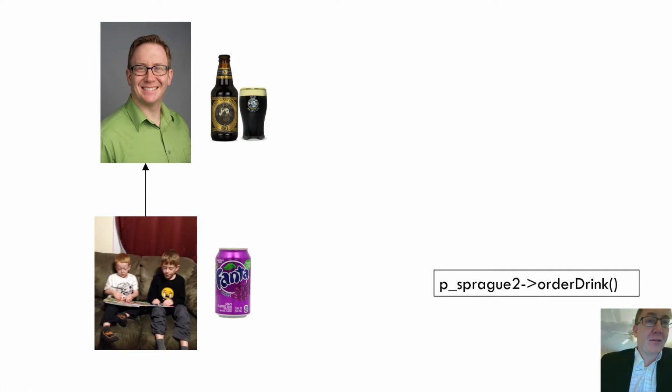When the parent class of the Sprag class says order drink, early binding, I don't care if it's a child class or a parent class. If I do early binding and I say order a drink, I get a beer. In case you're wondering, that is Old Rasputin beer. That is 9% alcohol. It is very, very heavy. I'm not a big fan of it, actually, but I needed something strong. Okay, so when the Sprag class says order drink, you get this.